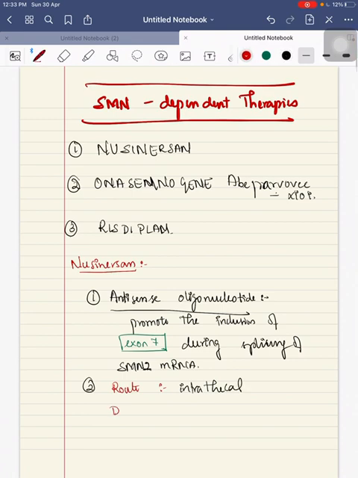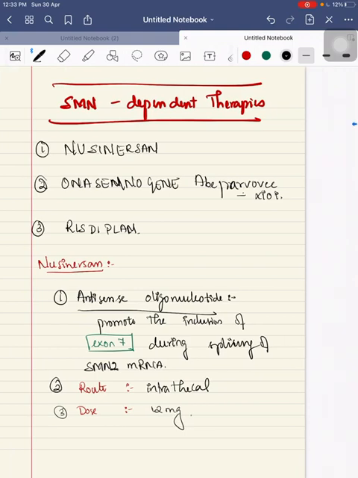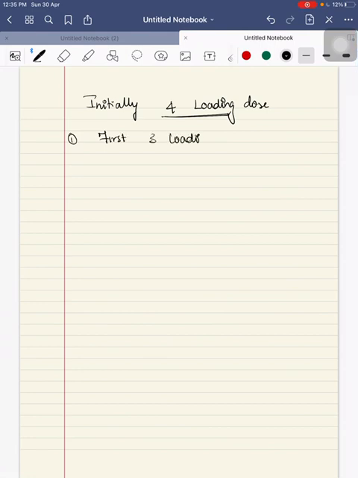Okay, the route of administration is intrathecal. The dose is 12 mg. Here, initially 4 loading doses are given, followed by maintenance doses.